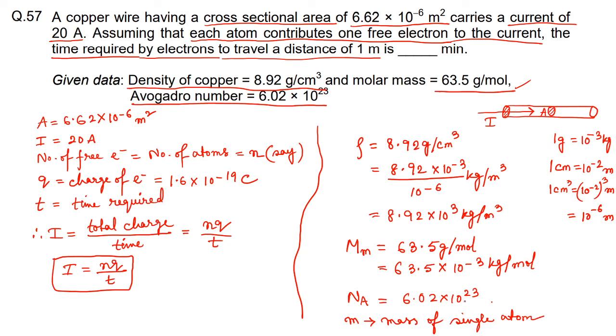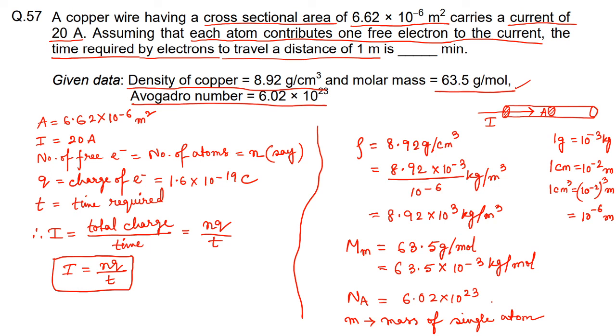See here, the mass of one mole of atoms is given as 63.5 into 10 to the power minus 3 kg, and in 1 mole the number of atoms is 6.02 into 10 to the power 23. That is the Avogadro number, right? Avogadro number is the number of atoms present in 1 mole, right?